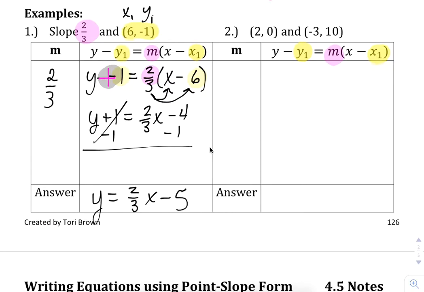The problems where you have m are going to go a little bit quicker because you don't have to find it. On problem 2, I don't have m, so I have to use my formula. y2 minus y1, that's 10 minus 0, equals x2 minus x1, that's negative 3 minus 2. In my calculator, that's going to give me a slope of a negative 2.